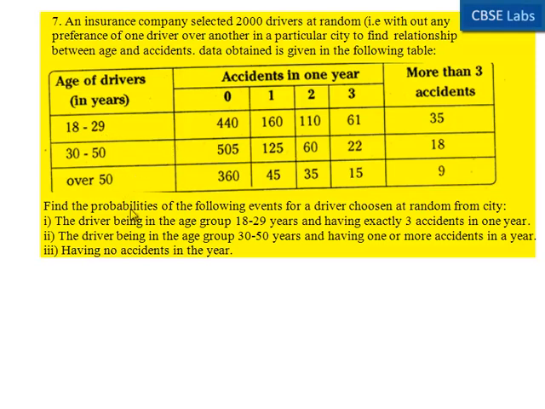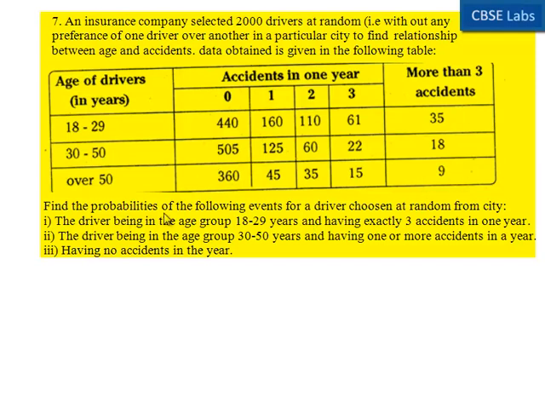In the second column, the accidents in 1 year are given. 0 accidents are 440, 505, and 360. 1 accident is 160, 125, 45. 2 accidents is 110, 60, 35. 3 accidents is 61, 22, 15. And more than 3 accidents takes place in the ages 18 to 29 years is 35, 30 to 50 is 18, and over 50 ages are 9.